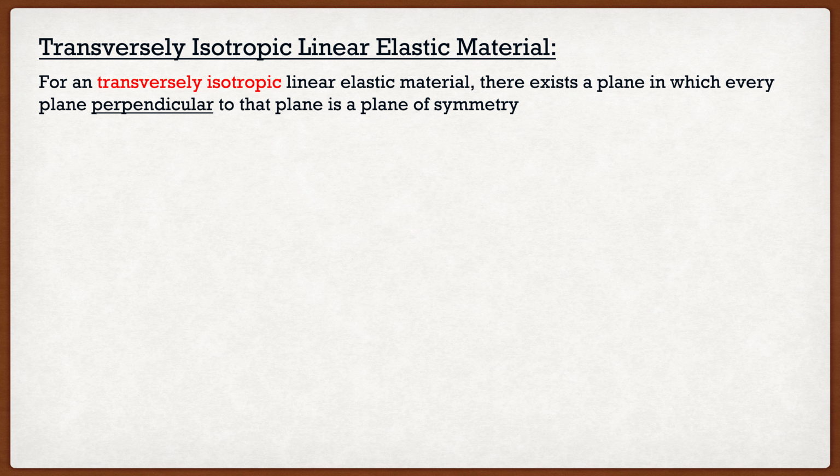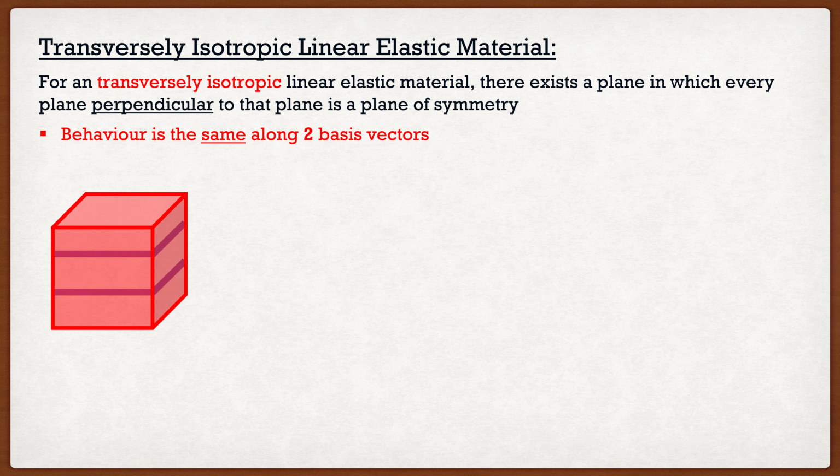Now, for a transversely isotropic linear elastic material, there exists a plane in which every plane perpendicular to that plane is a plane of symmetry. Well, what exactly does this mean? In essence, the behavior is going to be the same along two of the basis vectors. So not all three, but two of the basis vectors, they're going to behave the same.